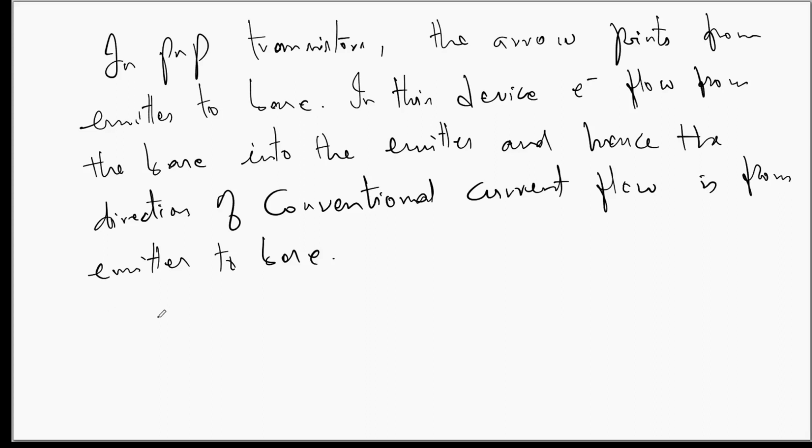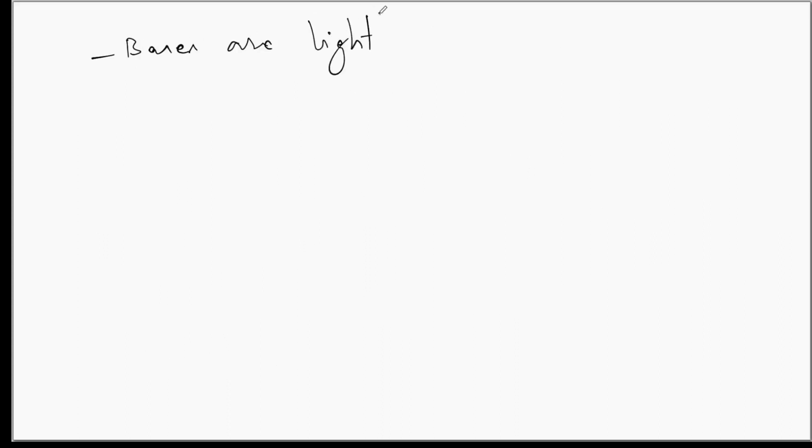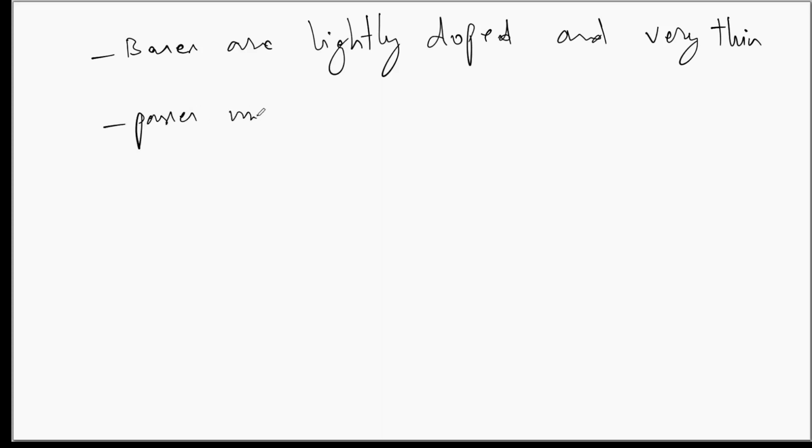In transistors, the emitter is heavily doped. And what is its job? Its job is to inject electrons into the base. What the emitter does is it injects electrons into the base. The base is lightly doped and very thin. The base in a PNP transistor or an NPN transistor will be very thin and it will be lightly doped. And what is its purpose? Its purpose is it passes most of the electrons onto the collector, and we'll discuss the collector.